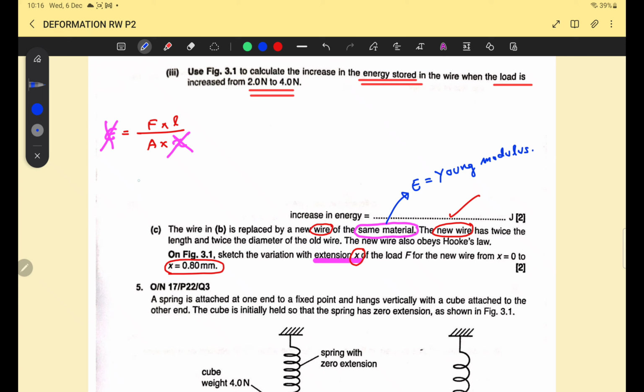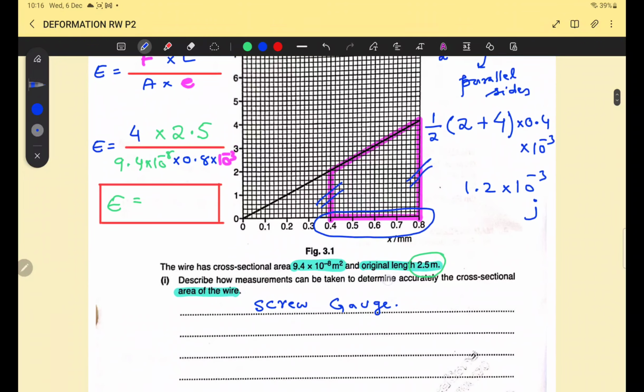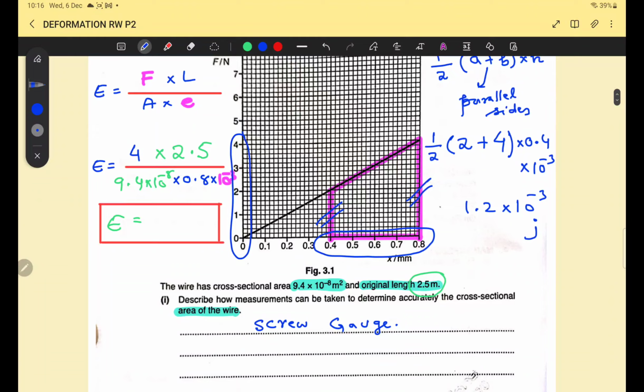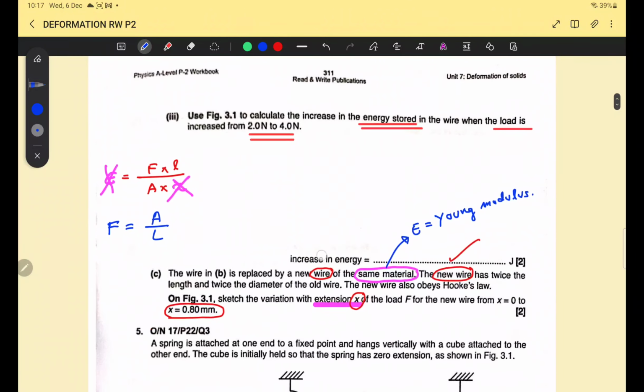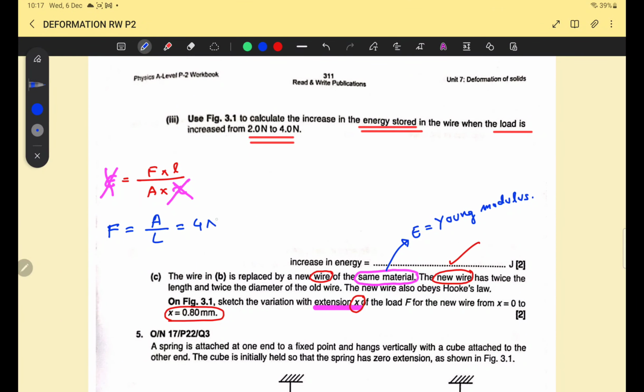Okay. And now we have to draw the graph of force and extension. As you see, if extension is the same, I am making force the subject. So force is equal to EAx upon L. And for the old wire, force is 4 Newton. So I am writing force is 4 Newton for the old wire. When 4 Newton force is applied on the old wire, extension in the wire was 0 to 0.8 millimeter.